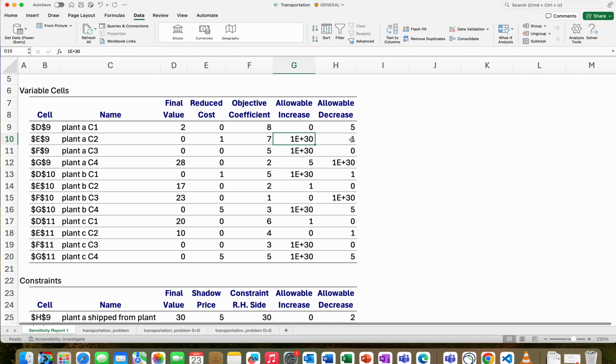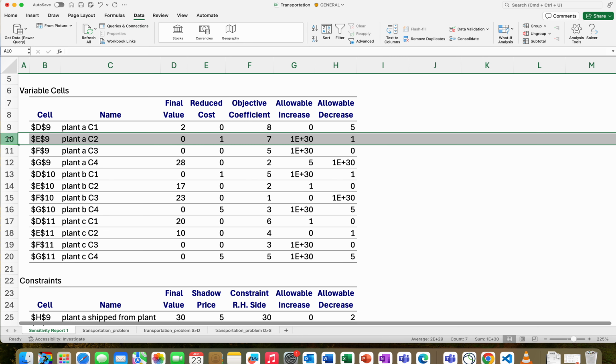Here in columns G and H, you are given two limits. Any increase in this objective coefficient to infinity would not make any difference to the solution that we find. And similarly, the maximum permissible decrease in the objective coefficient is 6. Any cost that goes below $600 would change the optimal solution. That's how you would read and interpret this particular reduced cost.